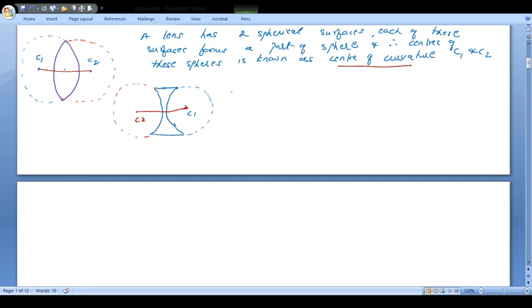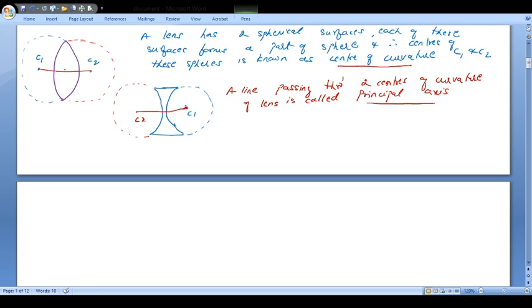Now, a line passing through the two centers of curvature of a lens is called the principal axis. If you compare it with a mirror, in a mirror we had only one spherical surface.